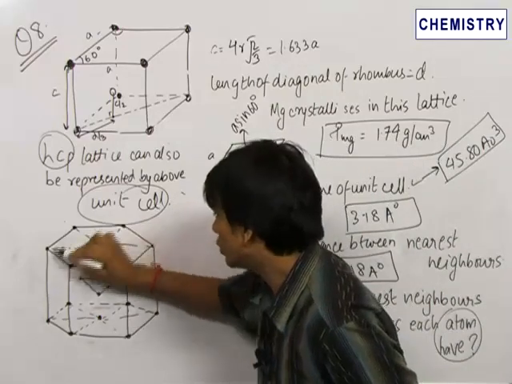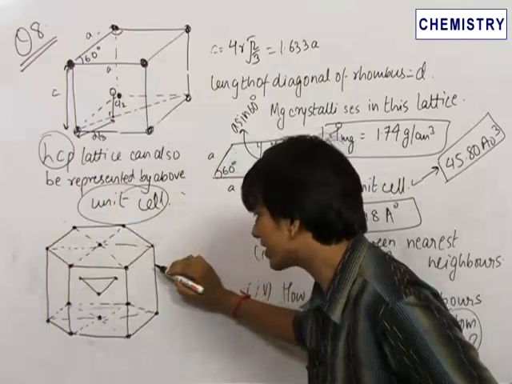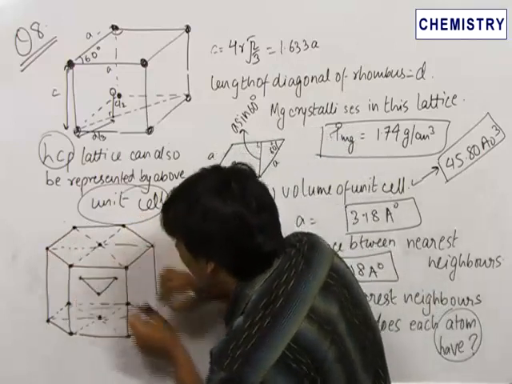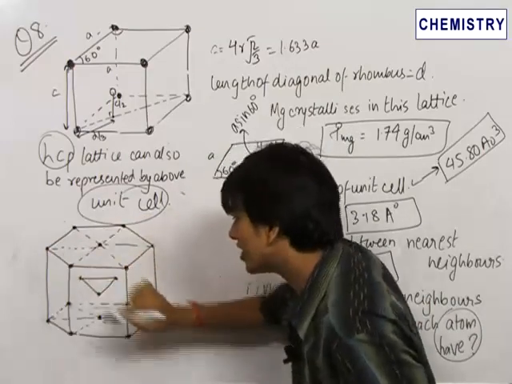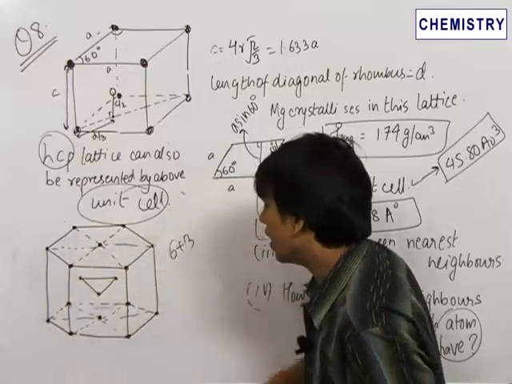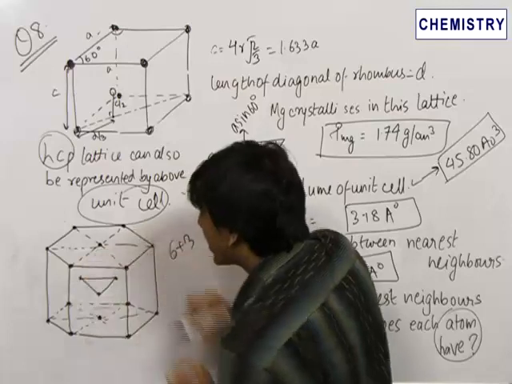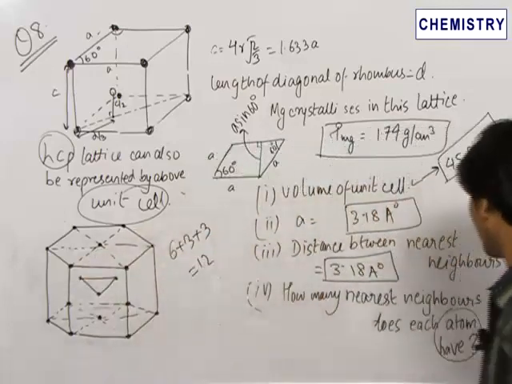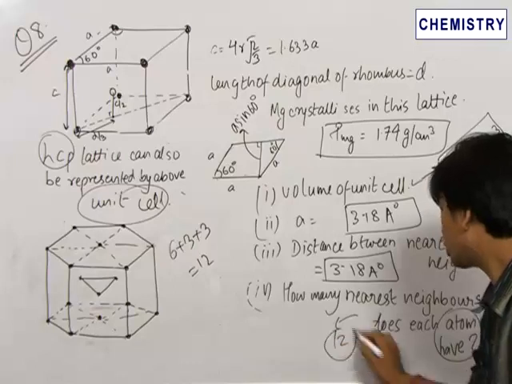This is joined to these 6 atoms in its own plane. It is connected to all 6 of them, and it is also tetrahedrally resting on these 3 atoms. Therefore, it is connected to these 3 atoms also. Therefore, 6 plus 3. Now there will be another 3 atoms on top to which it will be connected, and therefore plus 3 again. Therefore, the coordination number of every atom will be equal to 12. That is, the number of nearest neighbors for each atom will be equal to 12.